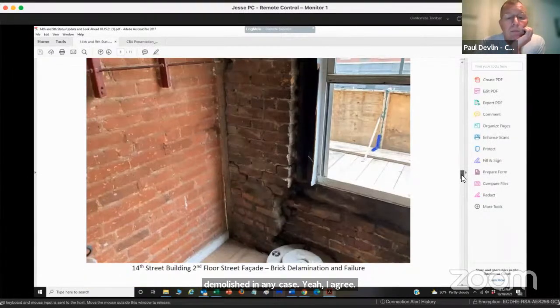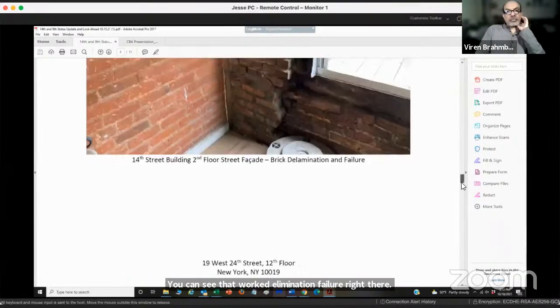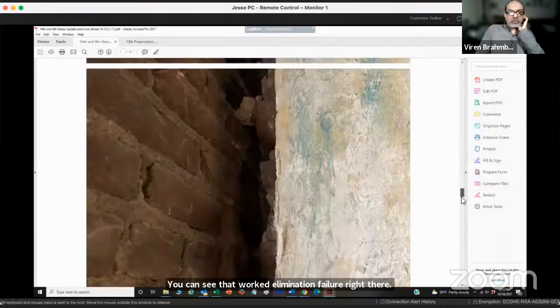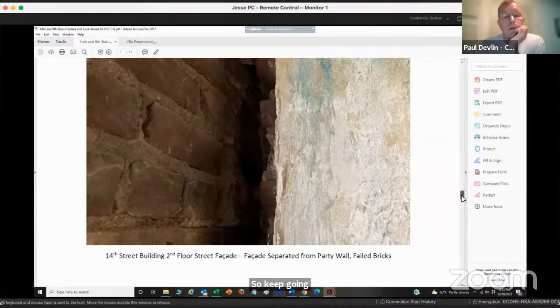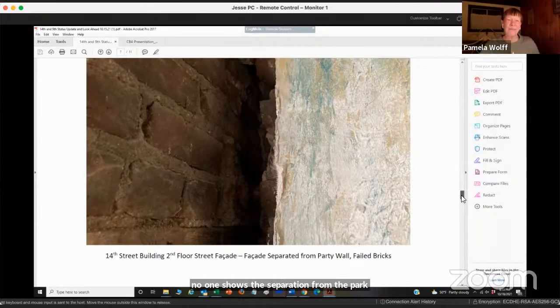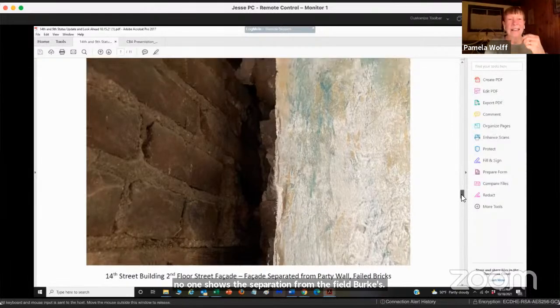Now, that's the brick delamination failure at the 14th Street building. You can see in that corner that's looking out the window at 14th Street. You can see that brick delamination failure right there. So keep going, Jesse. That one shows the separation from the party wall and the failed bricks. No, sorry. Keep going.